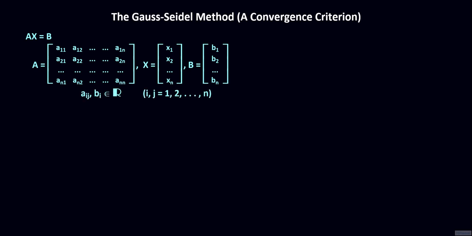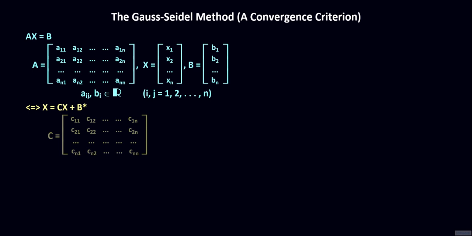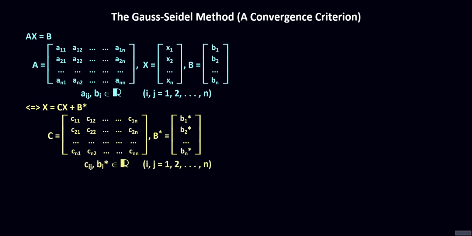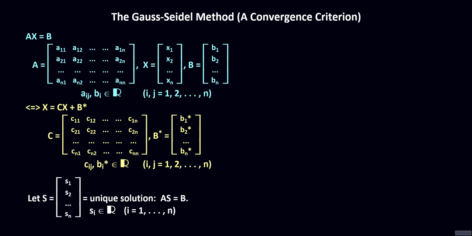The Gauss Seidel method starts with an equivalent matrix system of the form x equals C times x plus b star, where C is another n by n real-valued matrix, and b star, like b, is a constant real-valued vector. Let S be the unique solution to the system of equations so that A times S equals b and S equals C times S plus b star, so that the vector S is a fixed point of the Gauss Seidel recursion.